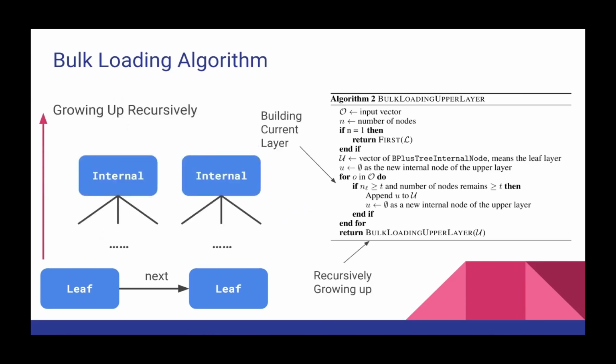Similarly, we try to place only t nodes in each internal node, so that only the last node requires special consideration. After completing this layer, we continue to recursively build upward until there is only one node in a layer. This node becomes the root node of the B+ tree.